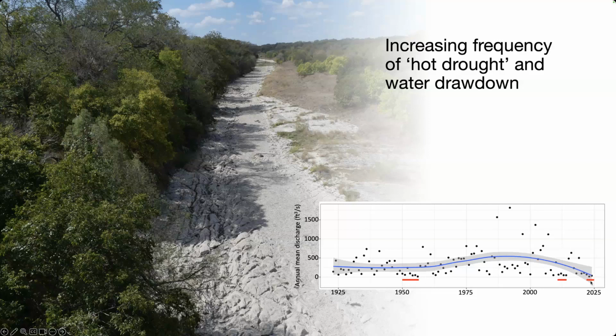In contrast, in the current drought that we're experiencing now, we've reached levels basically comparable to the lowest discharge levels in the 1950s drought, in just 2 or 3 years. So this speaks to the intensity of the droughts now versus potentially over the last century.